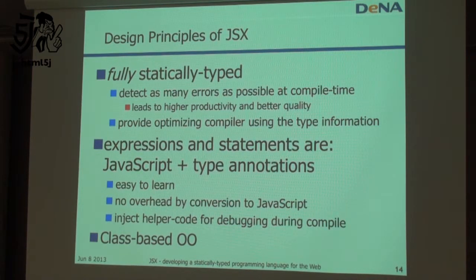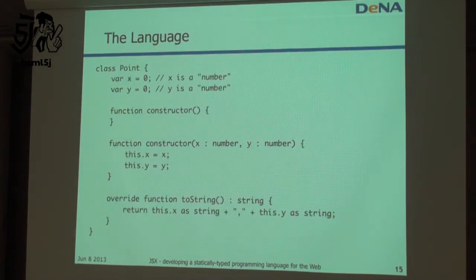To ease the migration of our developers using JavaScript, we provide expressions and statements mostly similar to JavaScript, and we provide class-based OO. This is a code snippet of JSX. As you can see, it's a very simple Java-like class definition. At the statement level, it's very similar to JavaScript. And as you can see, you can do function overloading, which in JavaScript is often misused.